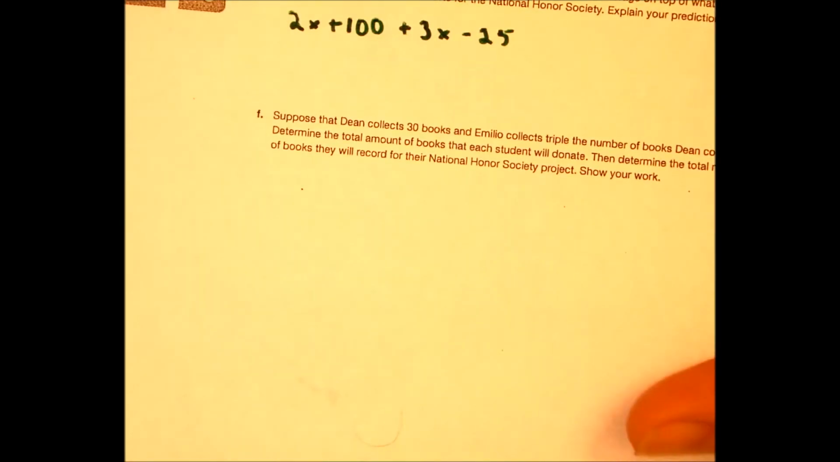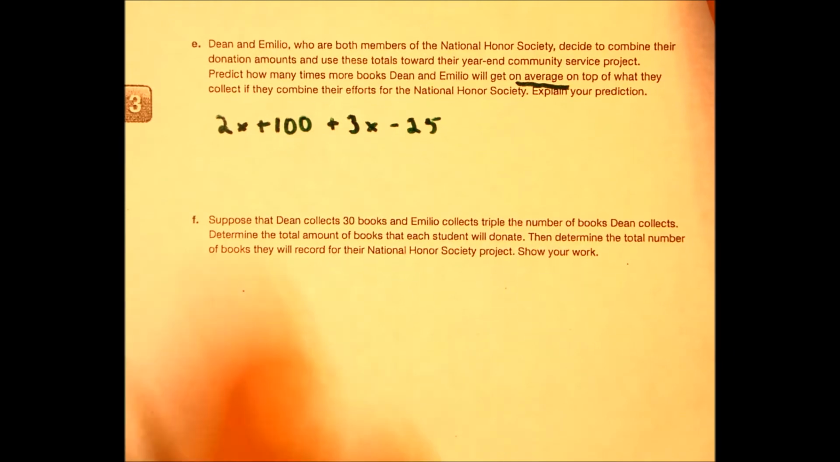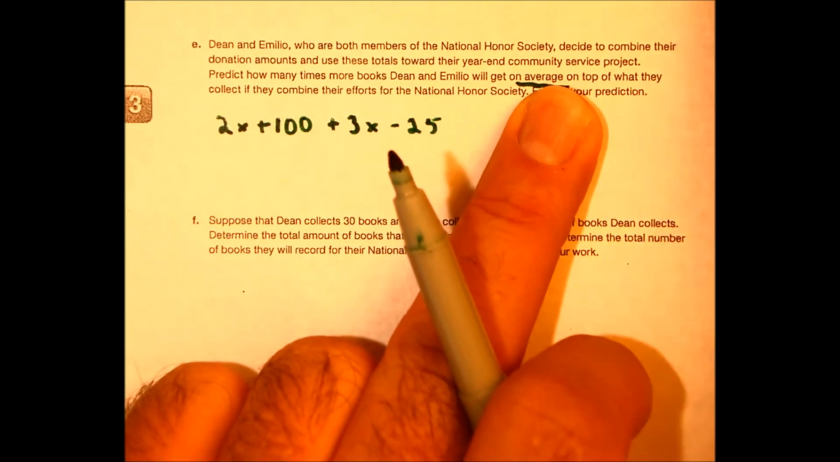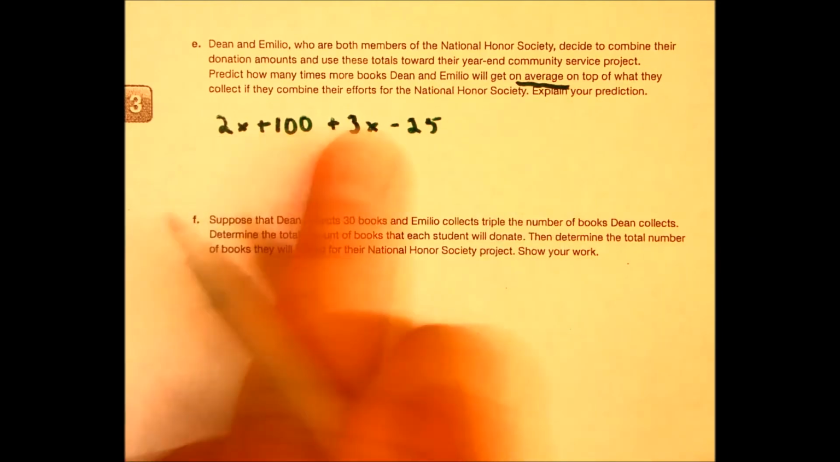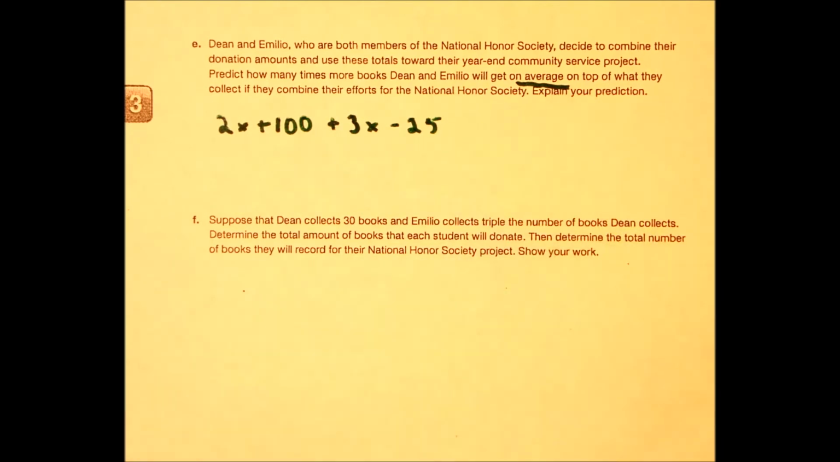Now, the key word here that catches everybody is the fact that they're going to combine it, but they want to know on average. So, we're not just combining them, but they want to know what their average rate of change would be. So not only do you have to add them together, you then have to do what? Divide by 2.